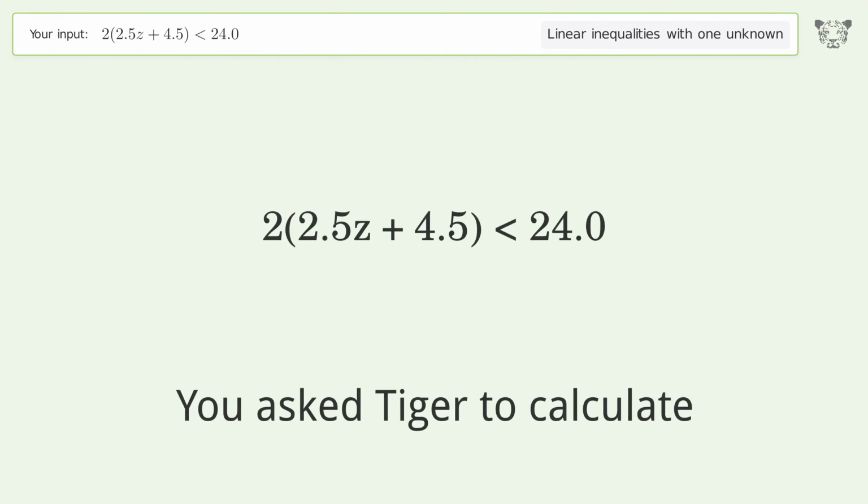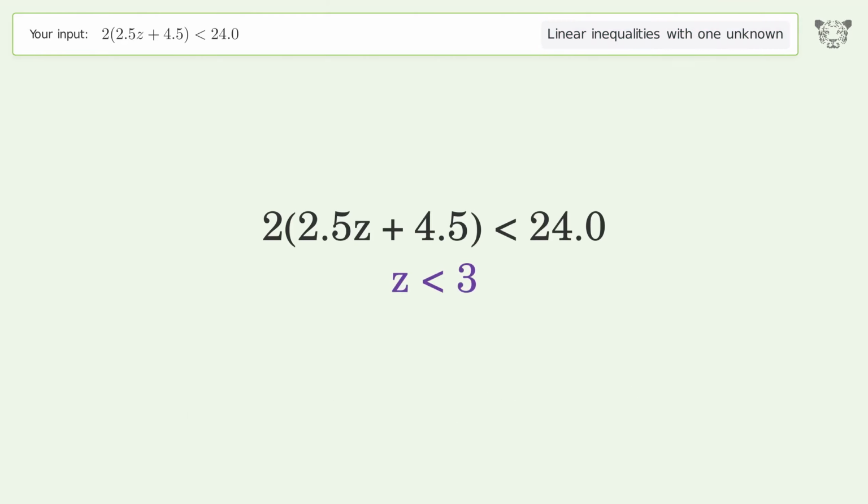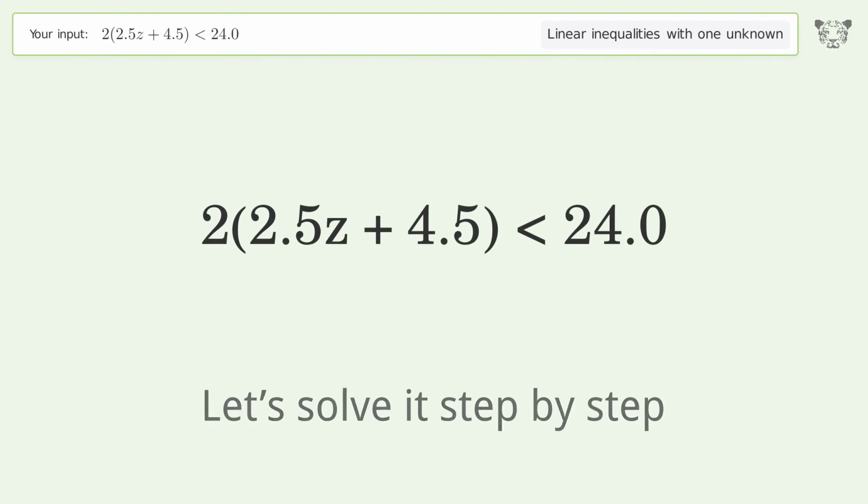You ask Tiger to calculate. This deals with linear inequalities with one unknown. The final result is z smaller than 3. Let's solve it step by step.